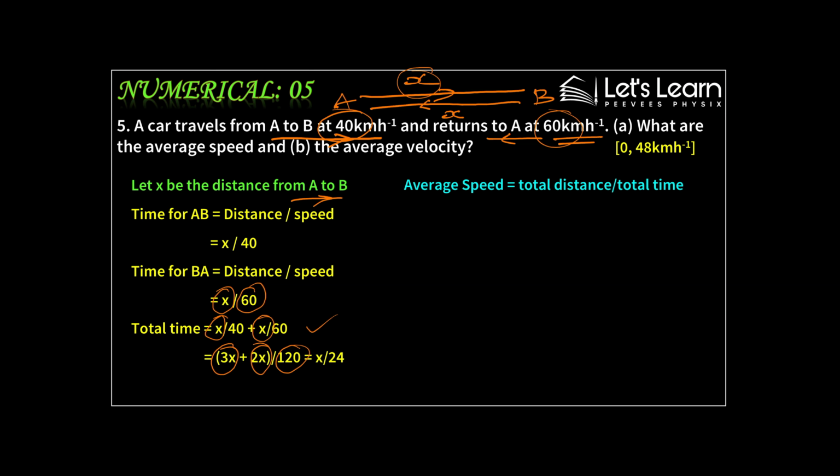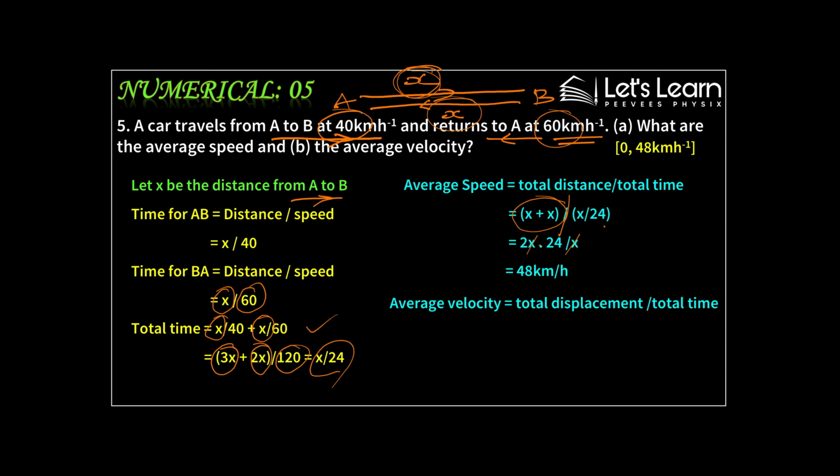and come back. Now, they want the average speed. Total distance divided by total time. How much is the total distance? One way it is x, return also x. So the total distance will be 2x. And how much is the time? x divided by 24. 2x divided by x divided by 24 becomes times 24 divided by x. So x cancels. The answer is 48 km per hour.